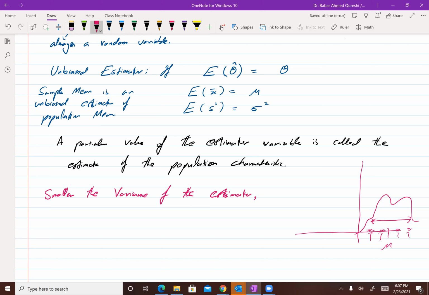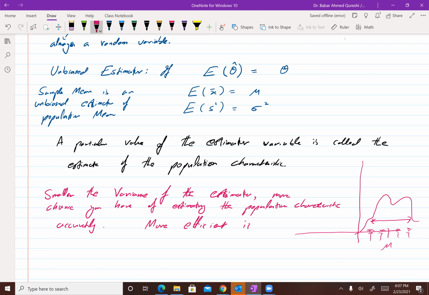So the more chance you have of estimating the population characteristic accurately, the smaller the variance. You say that your estimator is more efficient.